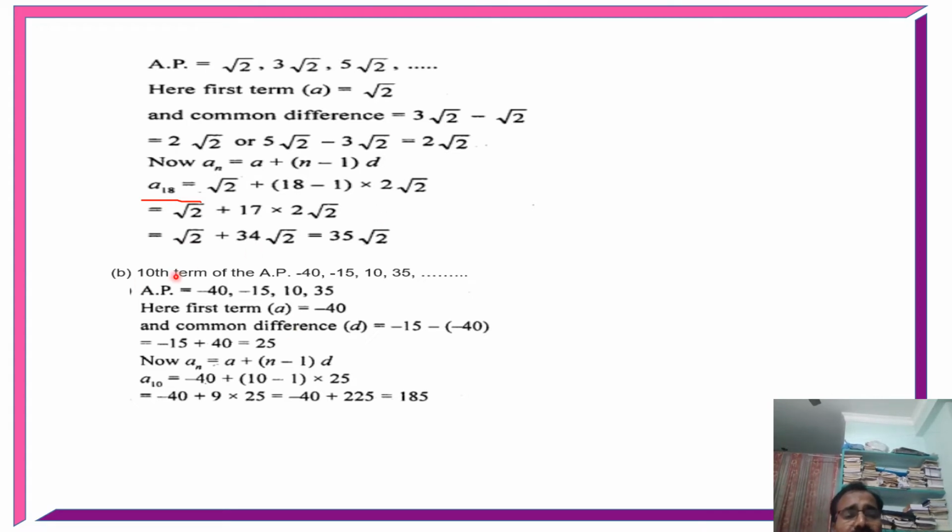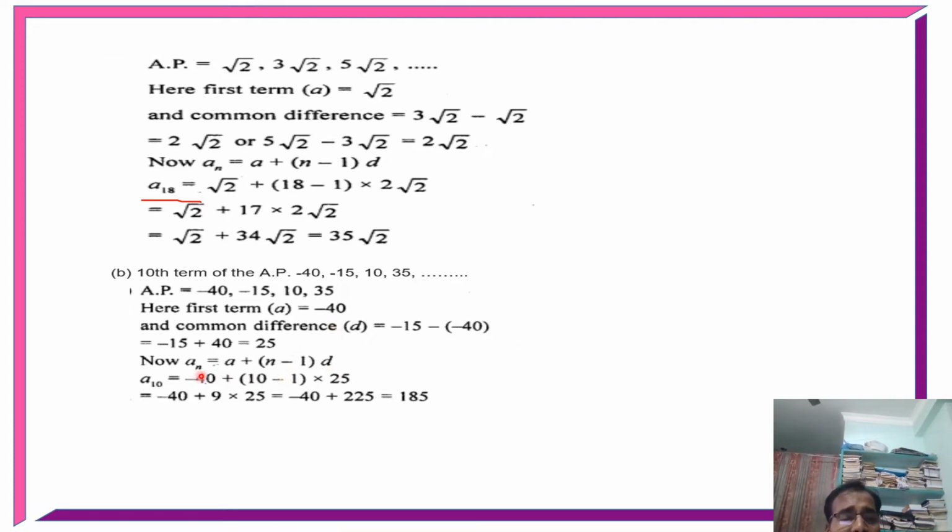Let us do another example of the same model: the 10th term of the AP minus 40, minus 15, 10, 35. We have three types of AP: increasing AP, decreasing AP, constant AP. Here it is an increasing AP because minus 40 becomes minus 15, becomes 10, becomes 35. So the first term is minus 40, and the common difference, as we know, is A2 minus A1, minus 15 minus minus 40, which is 25.